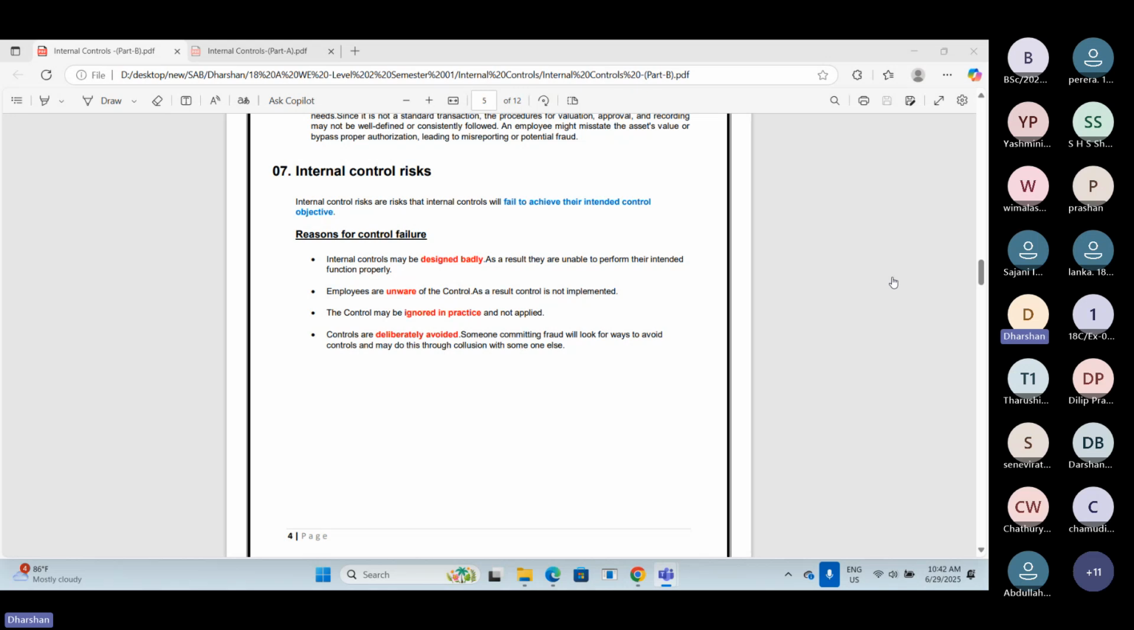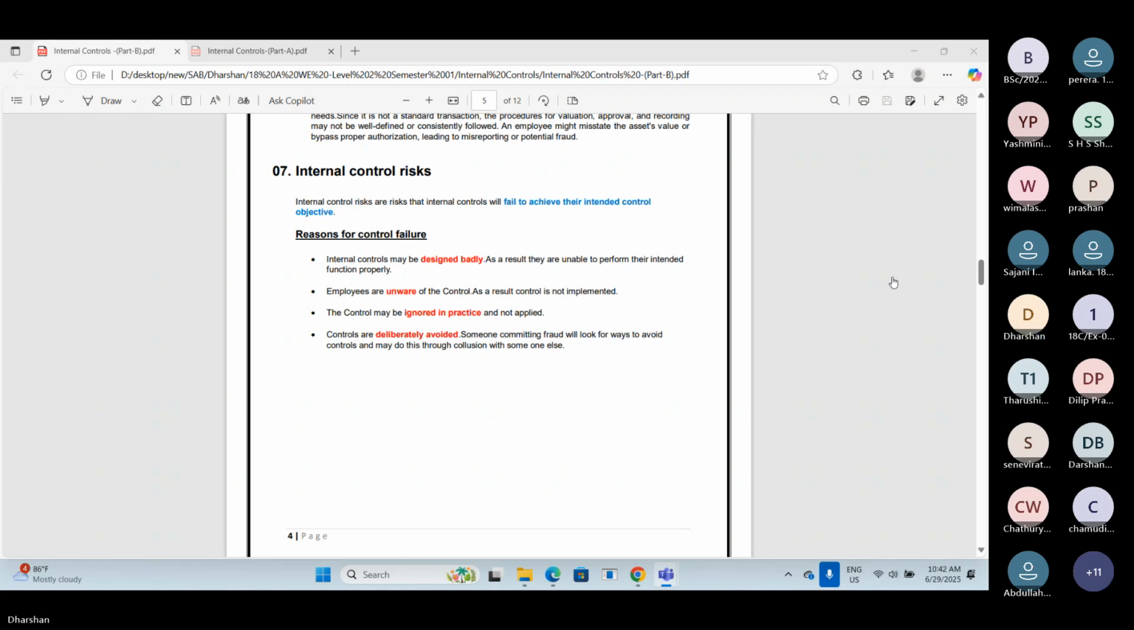Prepared person must be signed. Check person must be signed. Authorized person, approved person should be signed. This is the control. If all these processes are done by 2 persons, whether those control objectives can be achieved or not.